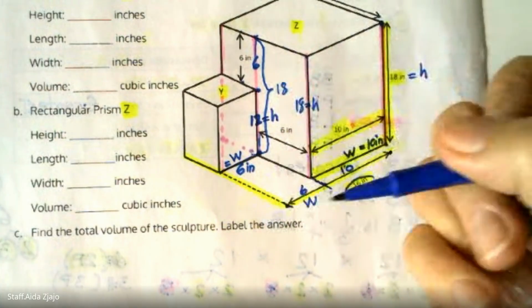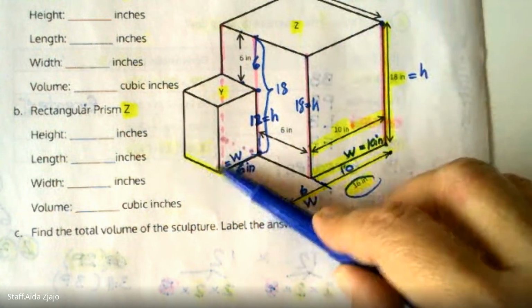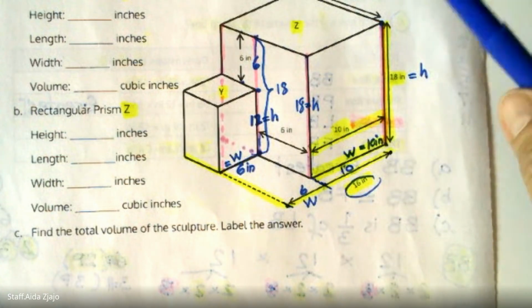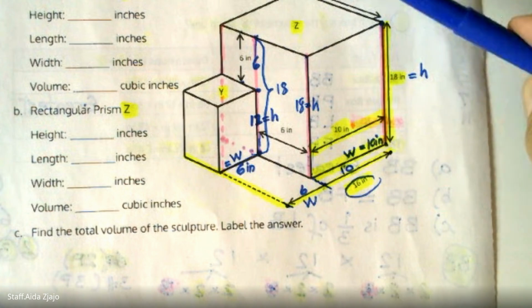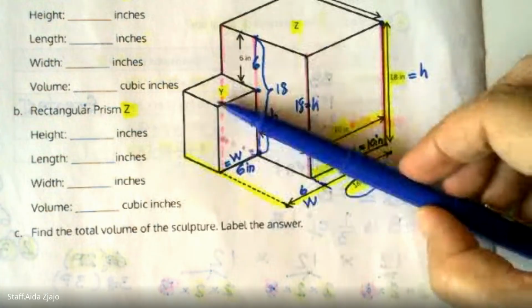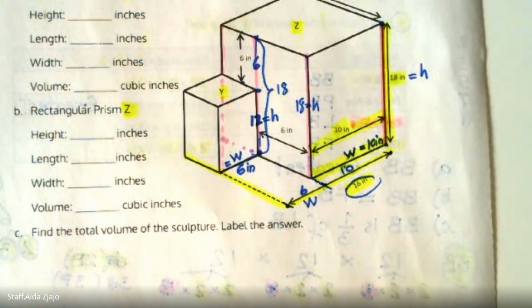All I need now is the length, and length is this part right here. They didn't give us any on the small one. They gave us the length on the bigger shape, right here.